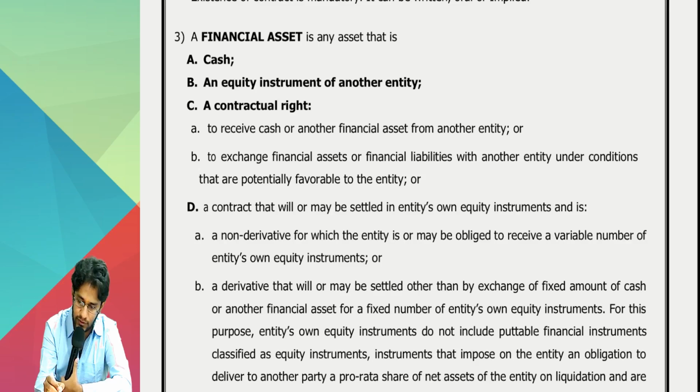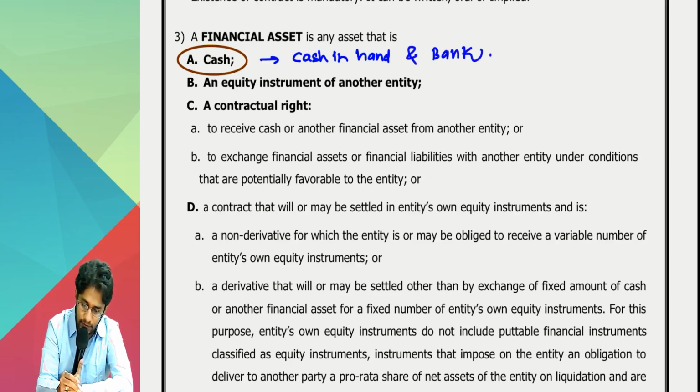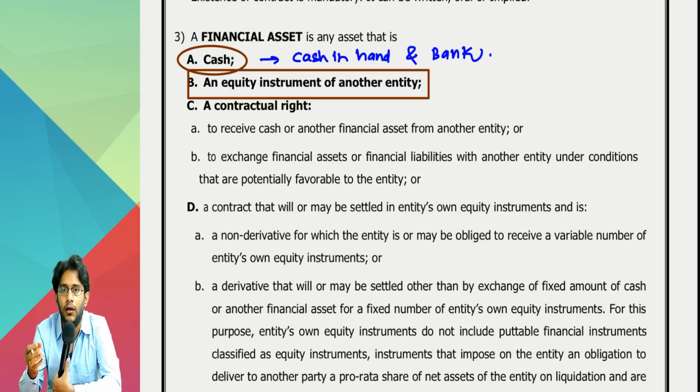Look at the financial asset definition. A financial asset is any asset that is cash. So directly cash is your financial asset. When I say cash, automatically it covers cash in hand and also cash at bank. Next, an equity instrument of another entity. The cash you are having is anyway a financial asset. An equity instrument of another entity, if that is your asset, that asset also is a financial asset.